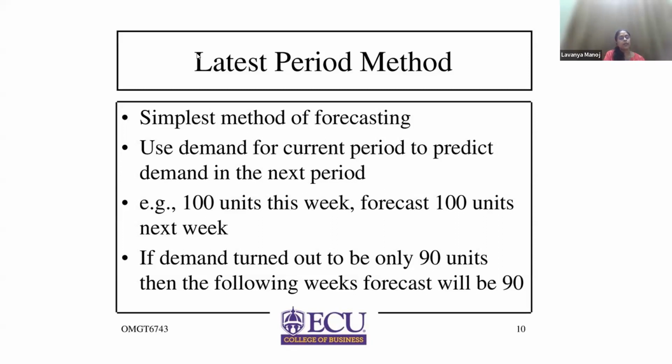Maybe last week 50 products moved out. This week it may be 55 or it may be just 45. So this is the only fluctuation you can see, but not too much. This is the latest period method, that is, what has happened very recently.